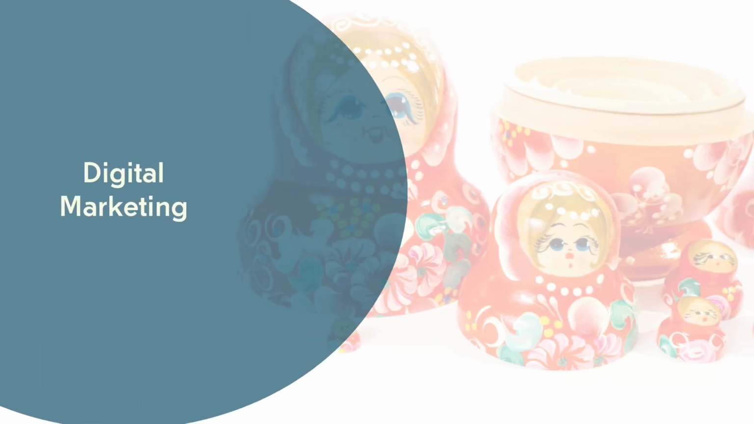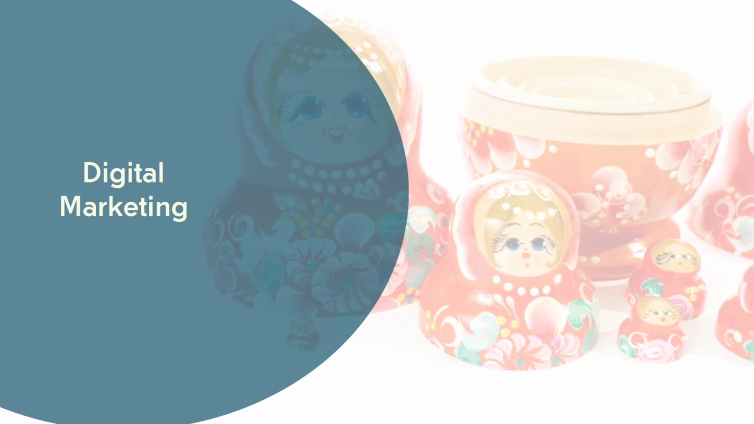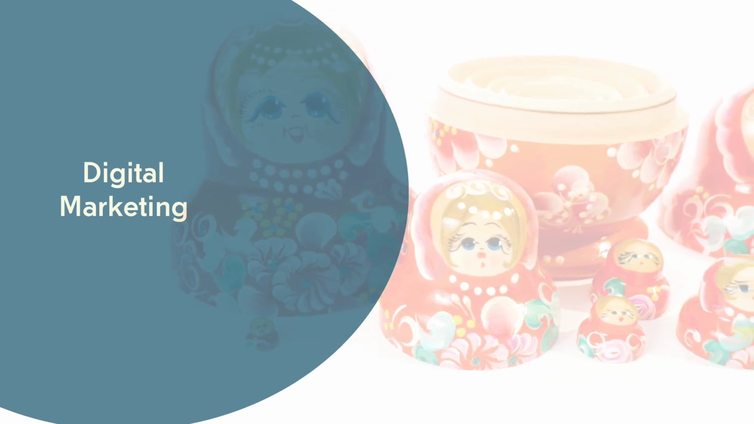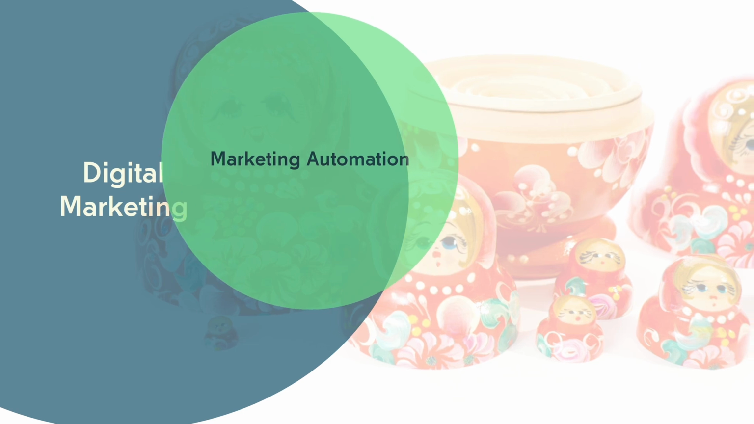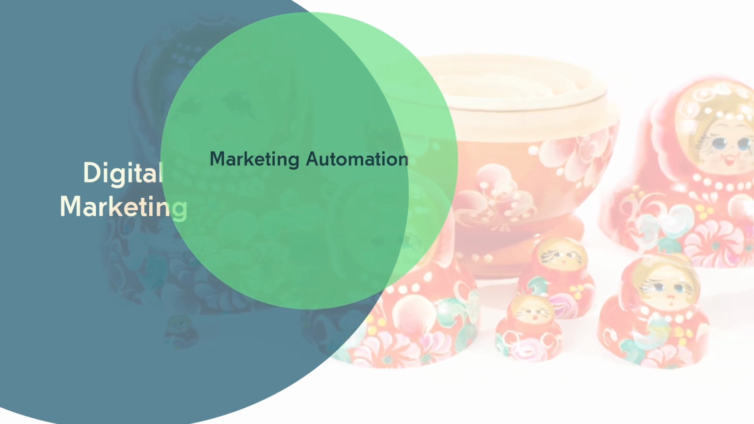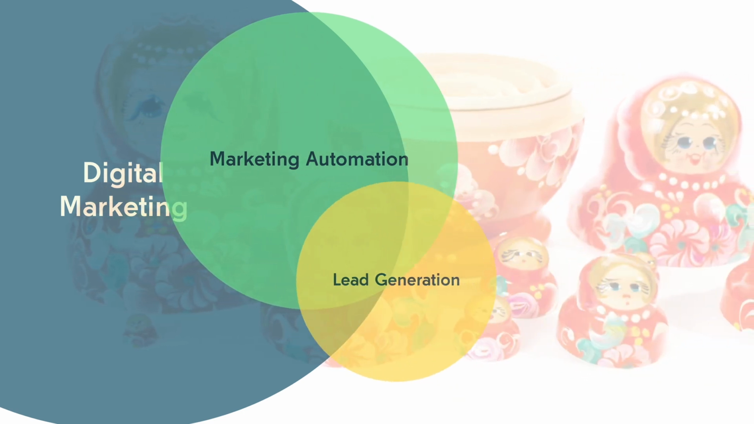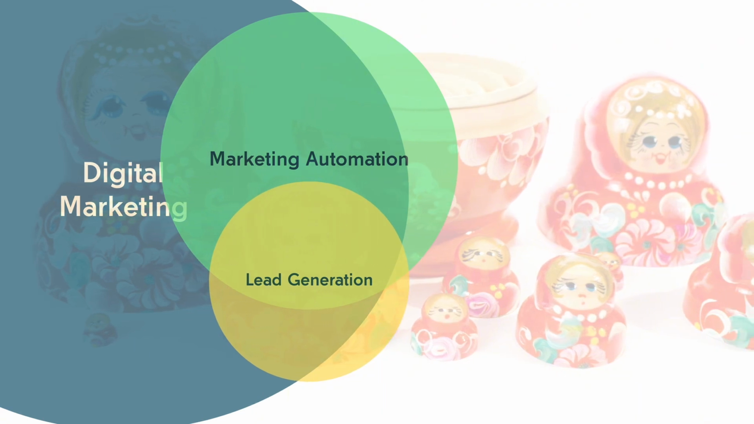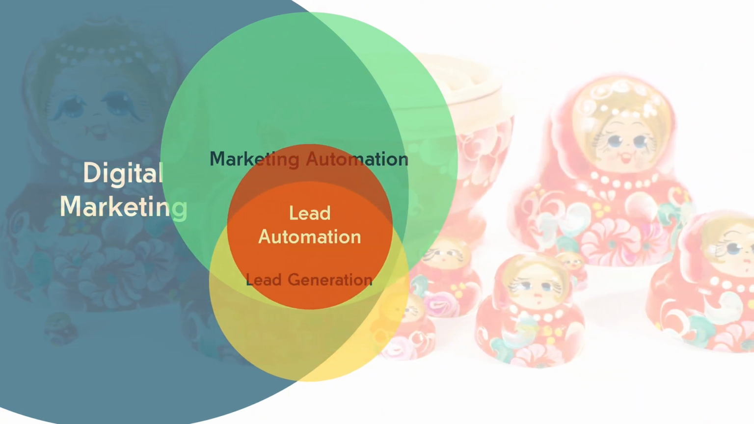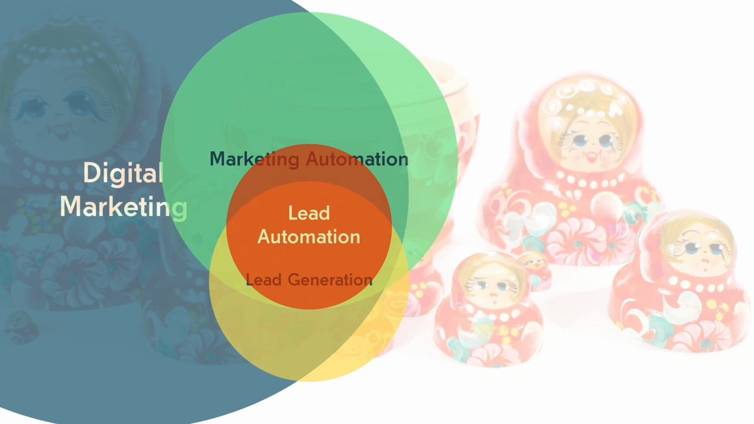And let's take a look at it from a 10,000-foot perspective of digital marketing as a discipline. Marketing automation is a subset within the greater space. Lead generation can overlap into that a great deal, but it doesn't necessarily have to all the way. Now, lead automation, however, fits in as a subcategory within marketing automation.